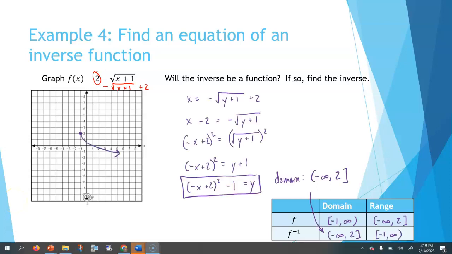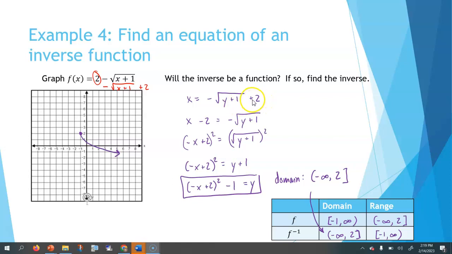What you did here, so for this first part, I recognize that it's going to move to the left 1, up 2, and like I said, it's going to be flipped vertically. So your graph moved to the left 1, up 2, but then instead of going up and to the right, we go down and to the left. So that passes a horizontal line test, so its inverse is going to be a function. So I switched my x and y, so we'd have x equals negative square root of y plus 1 plus 2. Now make sure that you do it in this order.